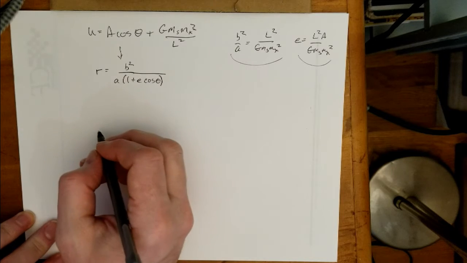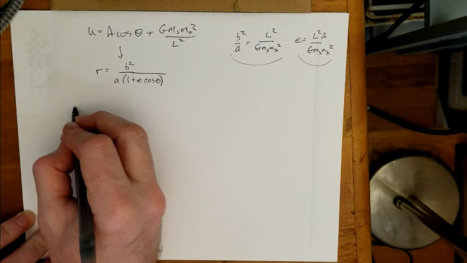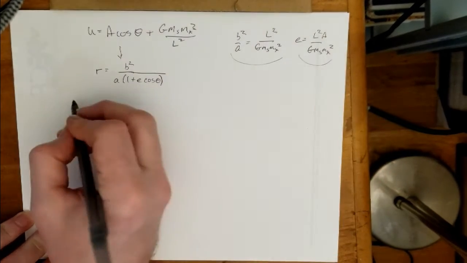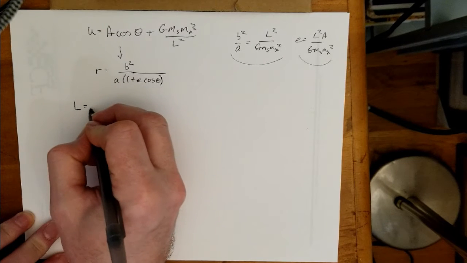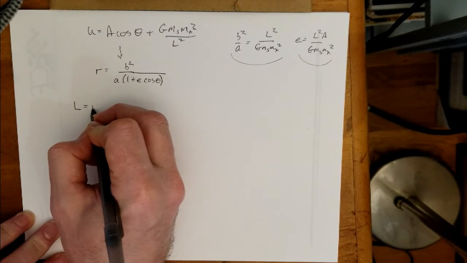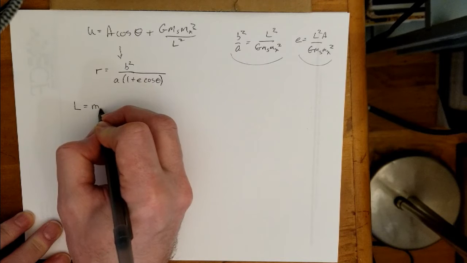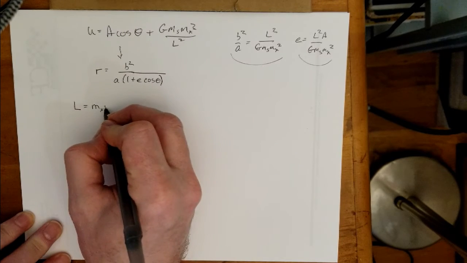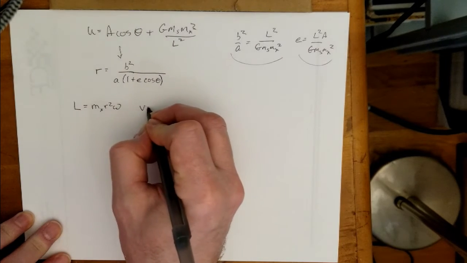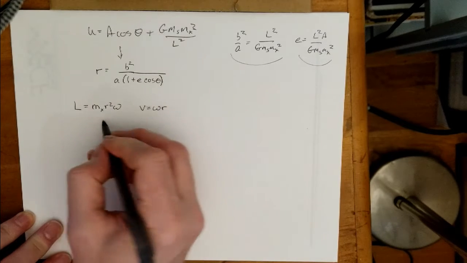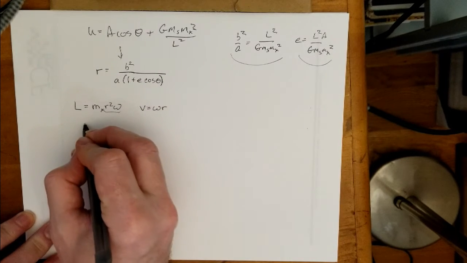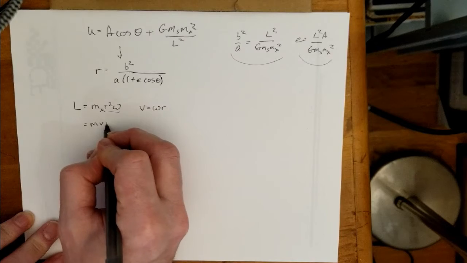So we're going to start out with remembering that this is the angular momentum we had earlier. That's equal to m, mass of the planet or whatever we're dealing with, r squared omega. If you recall that v is equal to omega r, so this becomes m v r.